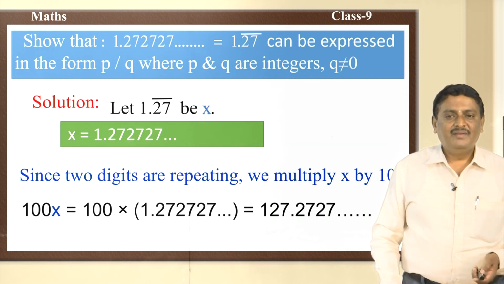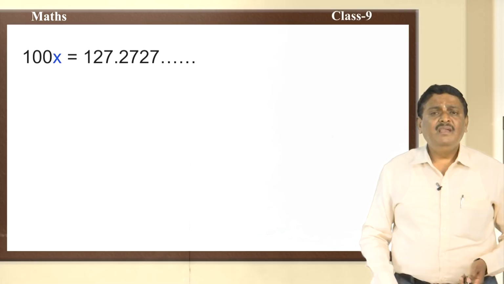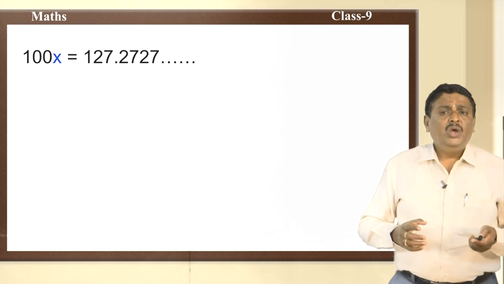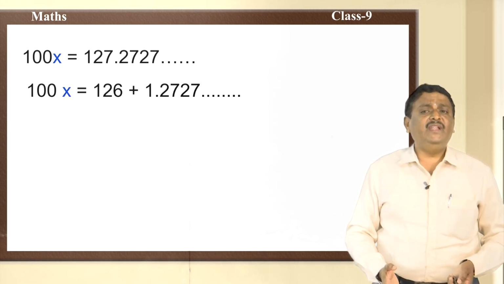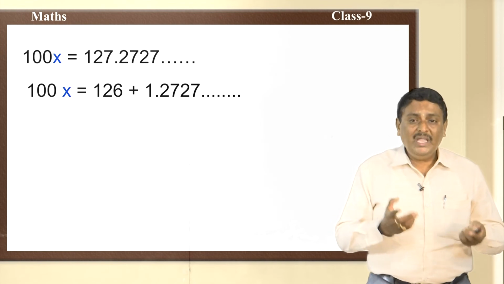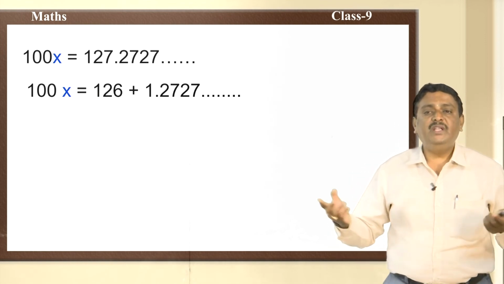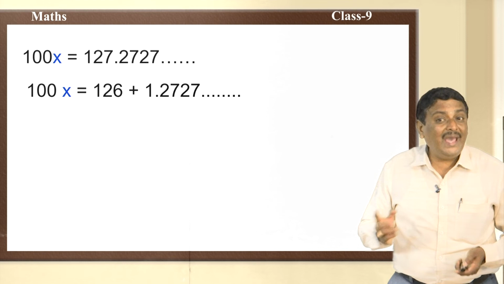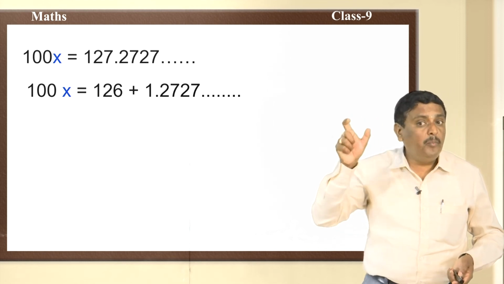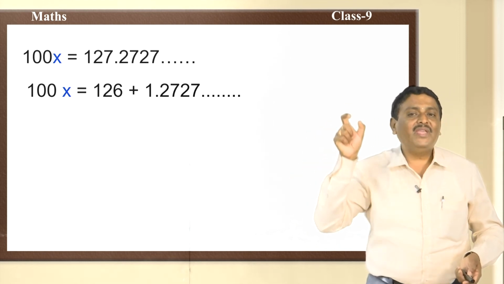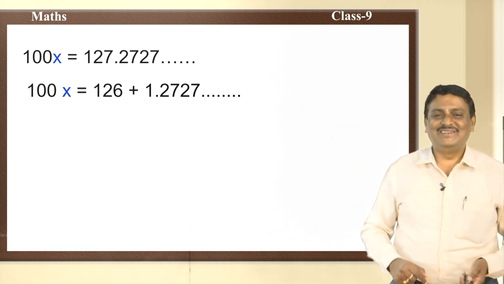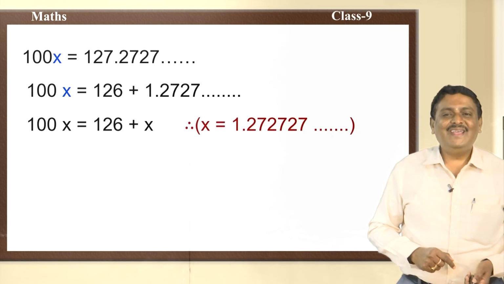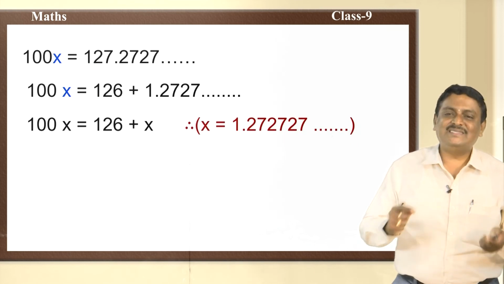I think you are finished. Okay, I move on to the next step. See, 100x, 127.2727 can be written in the form of 126 plus 1.272727. So, why? Because in the place of 1.2727 we can put x. That is the magic here. Yes, 100x is equal to 126 plus x.